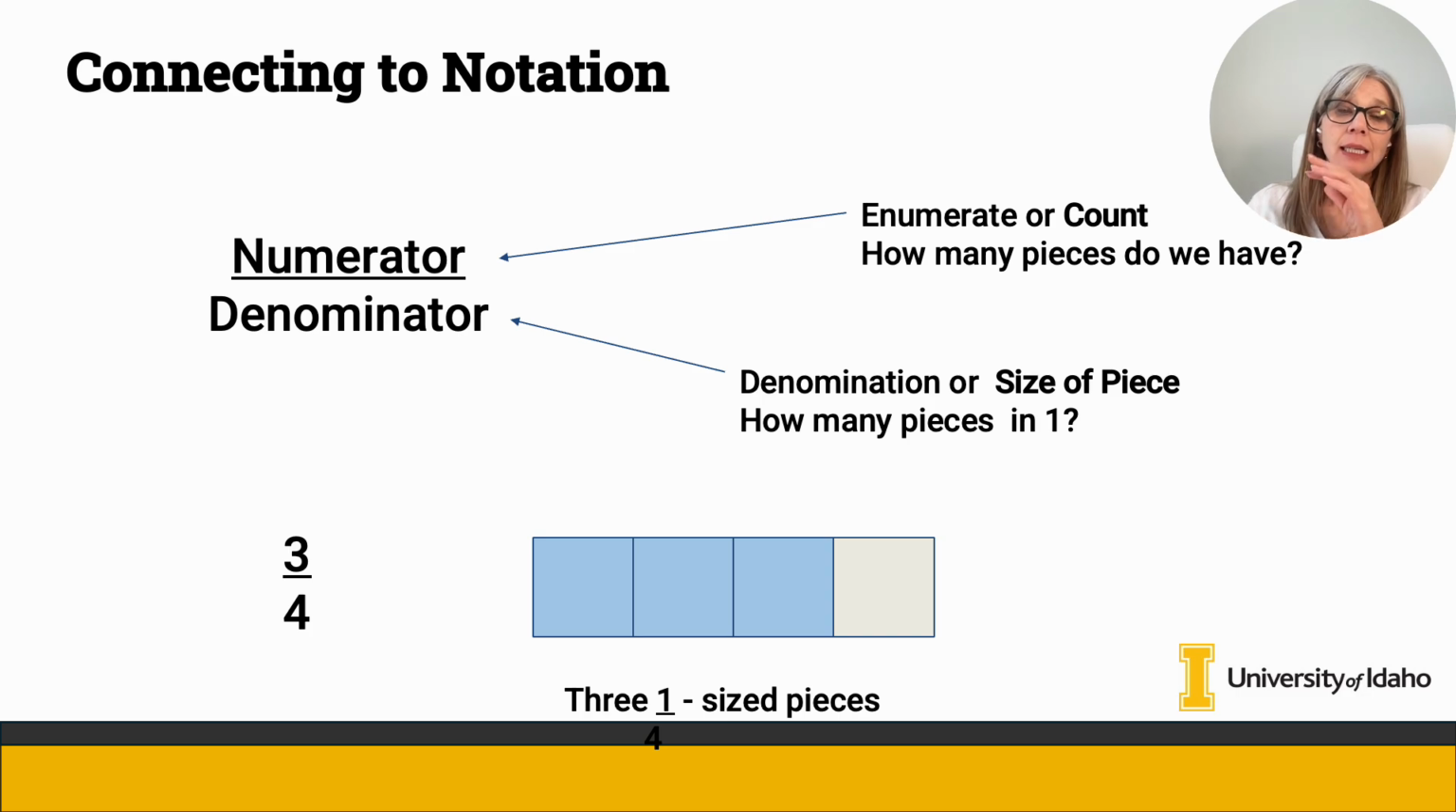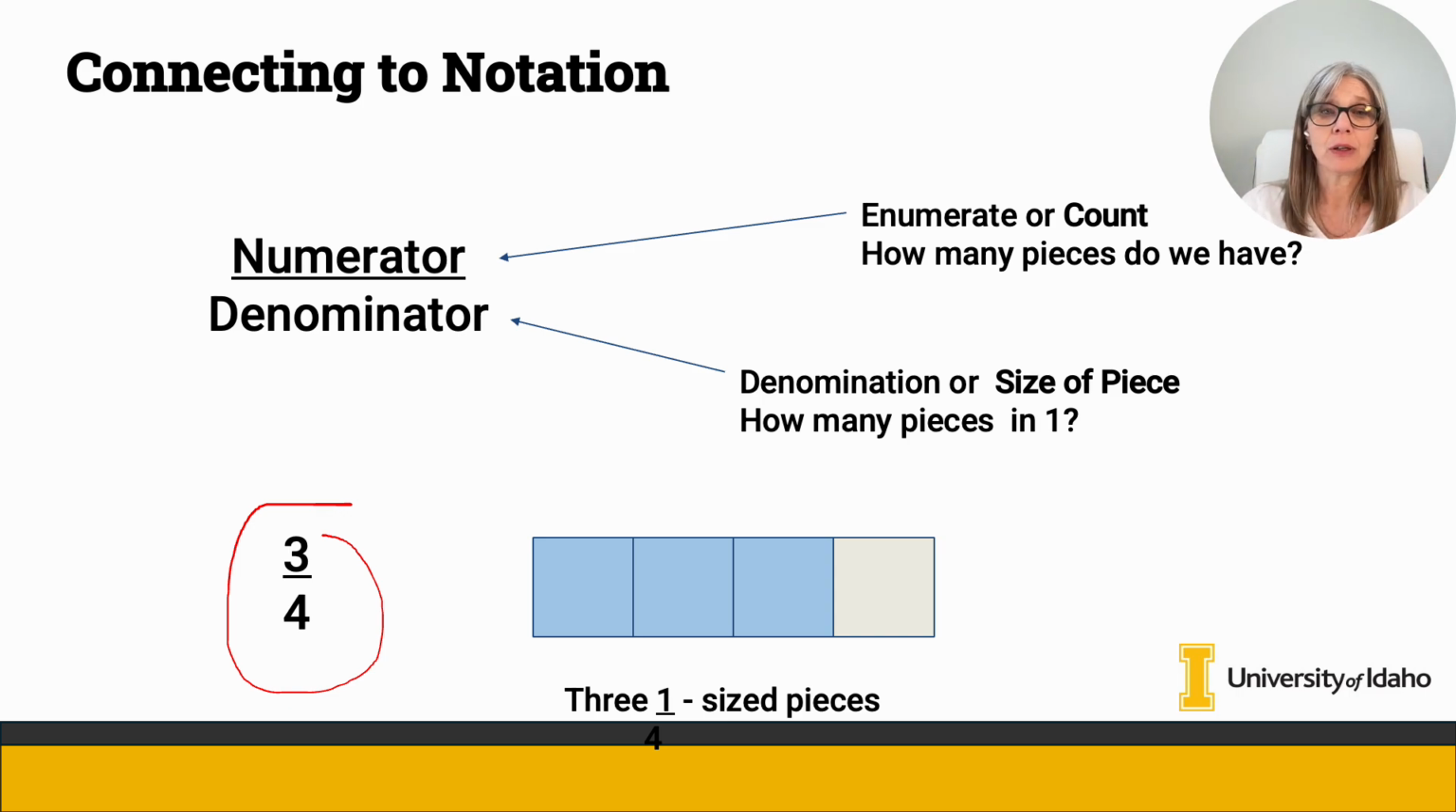Now let's connect this idea of iterating and partitioning to our normal symbolic fraction notation. So we have the numerator and the denominator. The numerator is how many pieces we have. The denominator is how many pieces are in that whole. So let's take the fraction 3/4 right here. That is an iterated fraction. That is 3 1/4 pieces put together. So I have my 1/4, 1/4, 1/4.